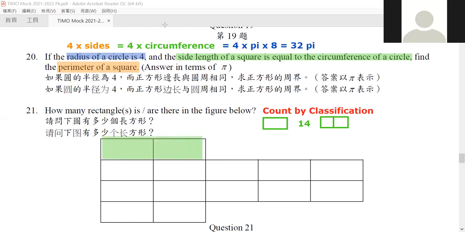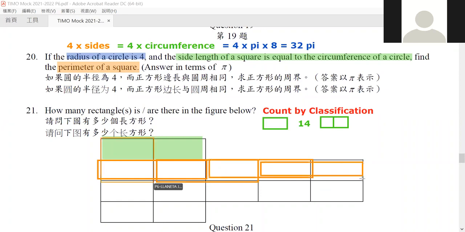So how many of them in here? So we have 1 in here, and then we have 2 in here, 3, 4, 5, and then go on 6, 7, 8, 9, 10, 11, 6, 7, 8, 9, and 10. So there are 10 of them for this shape. Okay.